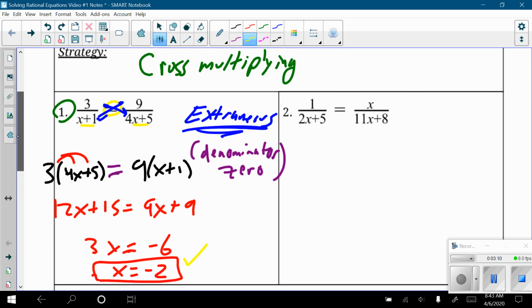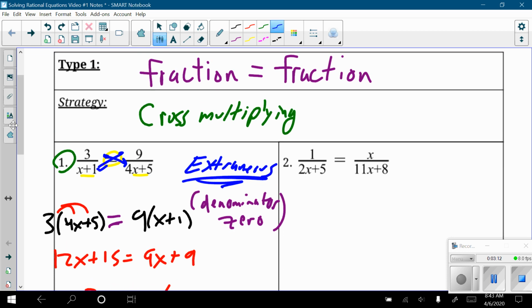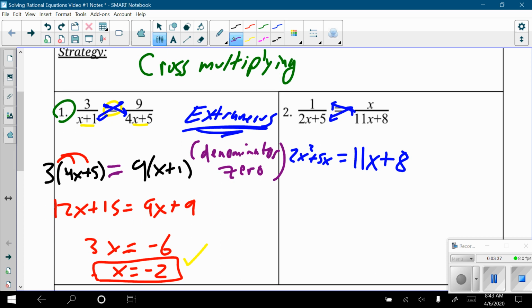Okay. So another quick example of fraction equals fraction. Fraction equals fraction. We're going to cross multiply. Still going to be an equation. 1 times anything is just that thing. x times 2x plus 5, we need to distribute. So we get 2x squared plus 5x. Pause here for a second. Look at this equation. Uh-oh, we got a squared. It's going to be a little harder to solve.